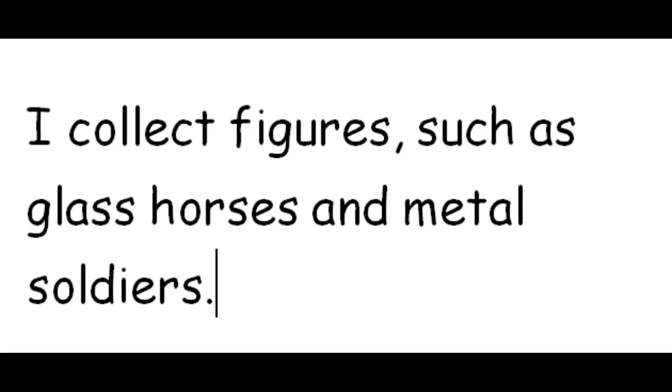Sometimes an author gives examples that help readers figure out the meaning of the multiple meaning words. Here's an example of an author that gives examples to help us figure out the meaning. It says, I collect figures, such as glass horses and metal soldiers. These examples help us to figure out the meaning. Figures has more than one meaning, though. It can mean numbers or little statues, or it can be a verb, meaning thinks about or solves. Okay, but the examples glass horses and metal soldiers show that here figures means little statues.